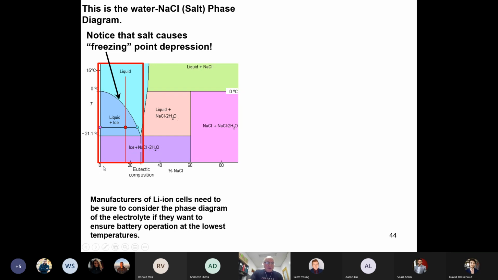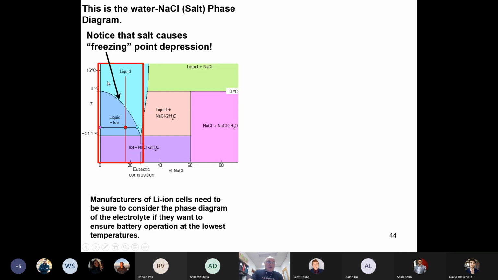Okay, so what do we have here? On the horizontal axis, we have percent of sodium chloride, and on the vertical axis, we have temperature. So if you start with pure water, which would be at the left side, it's a liquid until you reach 0 degrees C, and then it's a solid called ice.